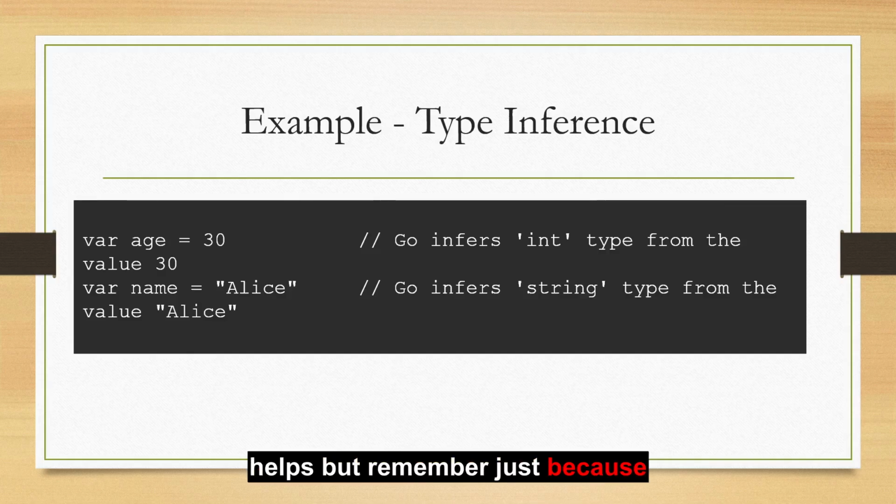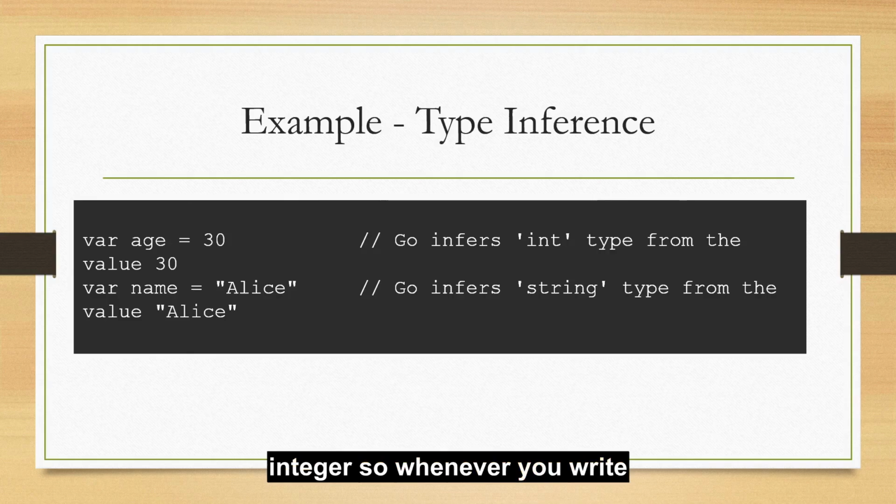But remember, just because Go guesses the type doesn't mean it's loosely typed. It's still a statically typed language, which means the type is fixed once inferred. One common mistake beginners make is thinking they can later change the type, like assigning a string to age after this. This will not work in the code. Once age is an integer, it stays an integer.